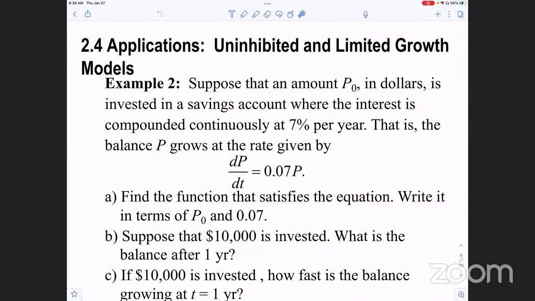Suppose that an amount P naught in dollars is invested into a savings account where the interest is compounded continuously at 7% per year. Man, if I had an interest-bearing account that has 7% interest per year, I would be halfway on my way to financial freedom, right? Okay, I think it's story time again.